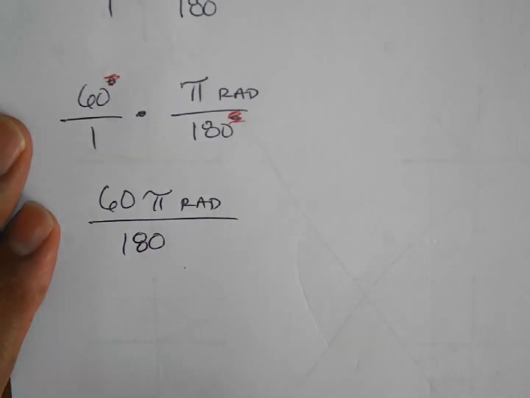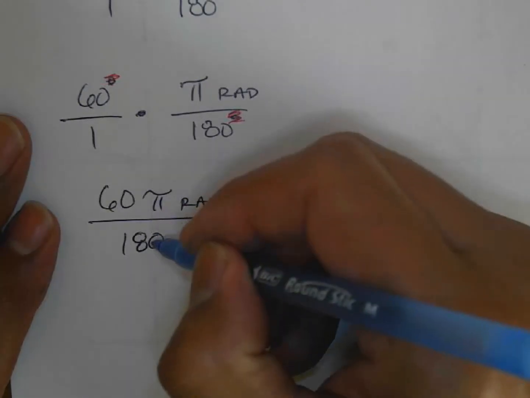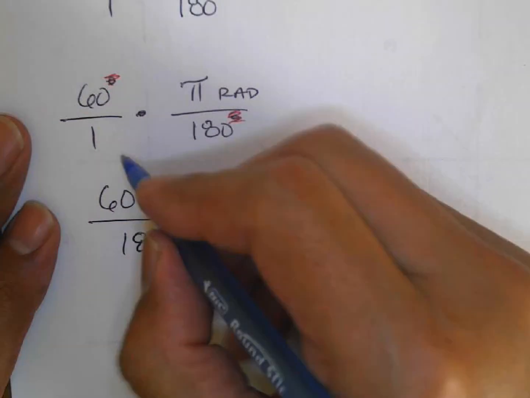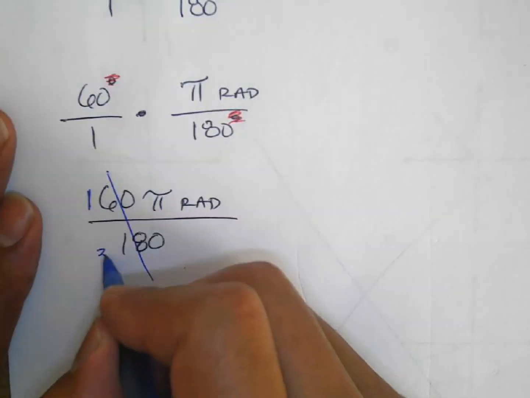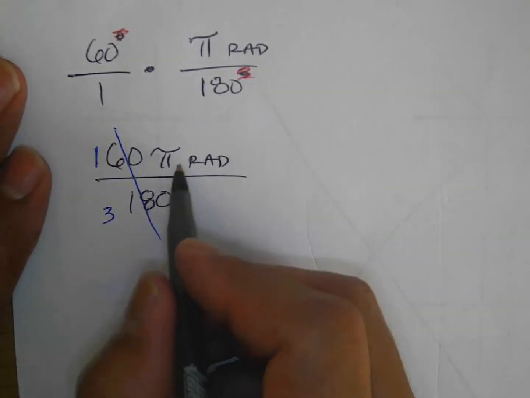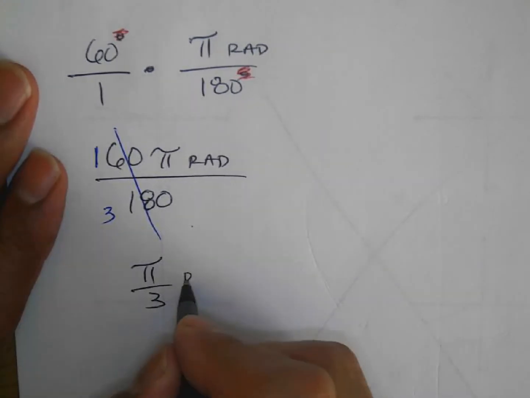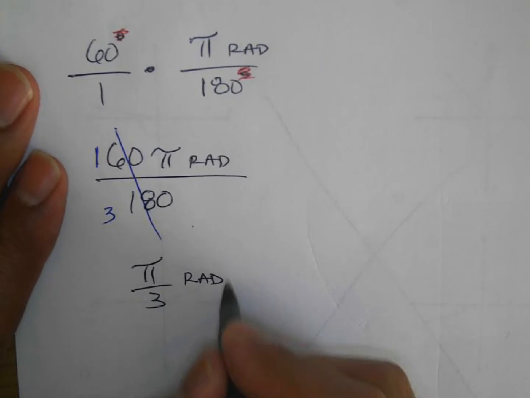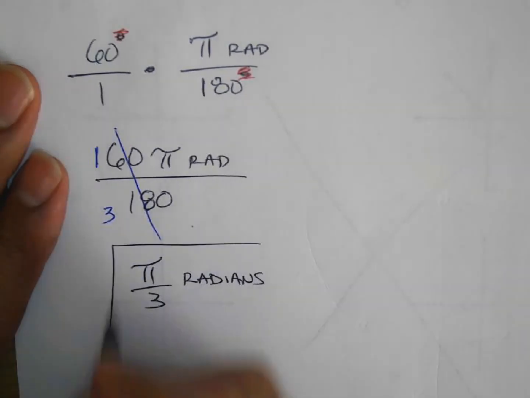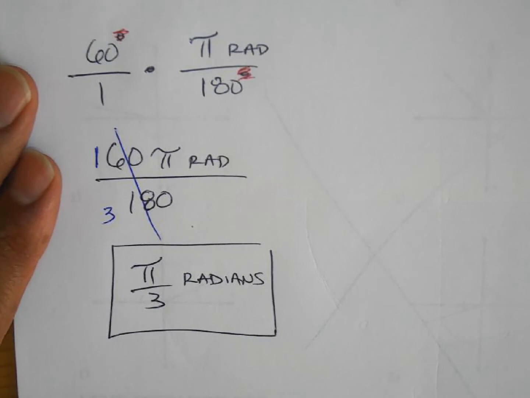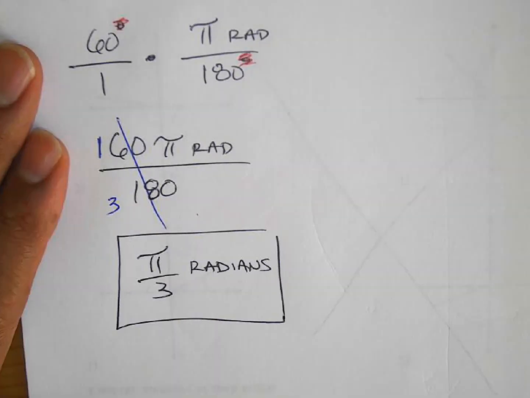Now you can reduce 60 and 180 by 60. You can cancel the zeros first and then reduce 6 and 18. Either way, you're just going to get 1, 3. So your answer is pi over 3 radians. So 60 degrees is equal to pi over 3. All right, we started at 60 degrees and you converted it into radians, so it's pi over 3.